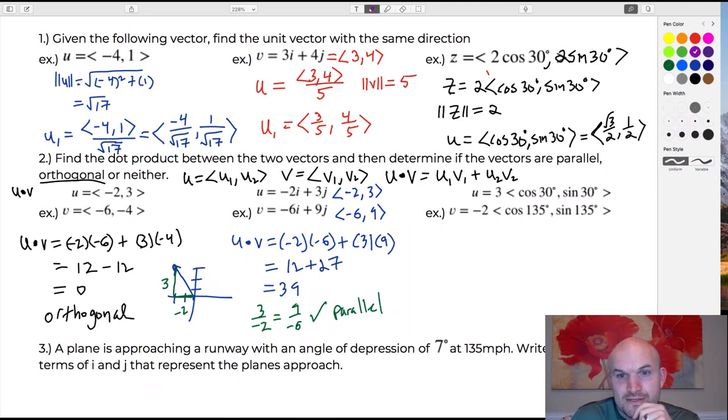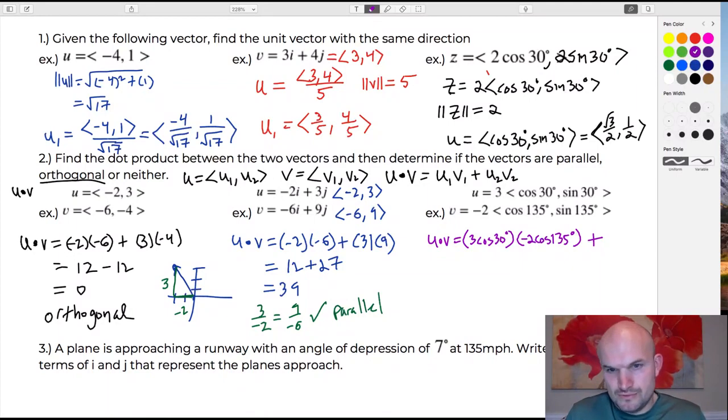So to figure out the dot product, again, for u dot v, basically I'm going to multiply that 3 cosine of 30 degrees times -2 cosine of 135 degrees, and then I'm going to add that, and I'm sorry, I'm running out of space. I'm going to have to add that. I'll do it over here. To the second components, 3 sine of 30 degrees times -2 sine of 135 degrees.